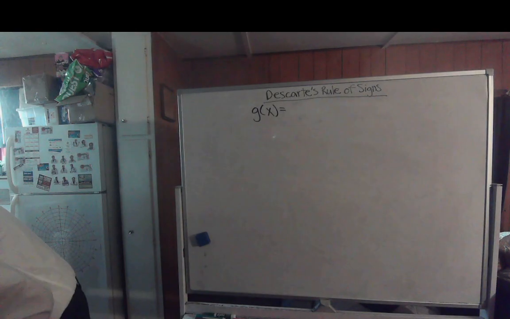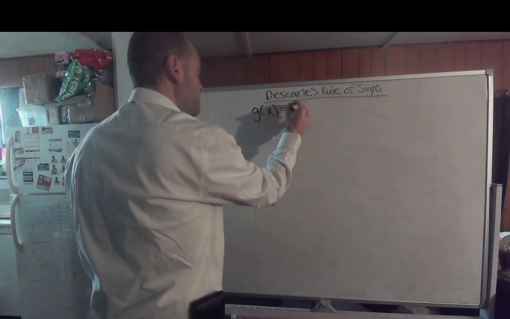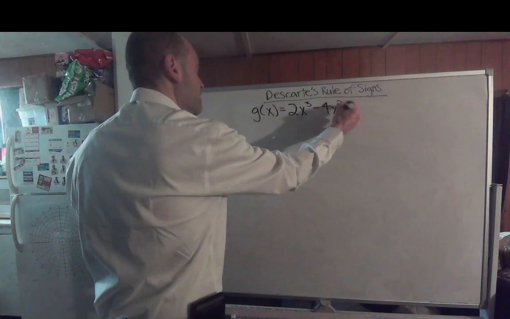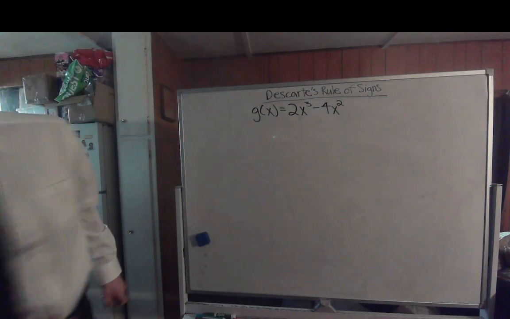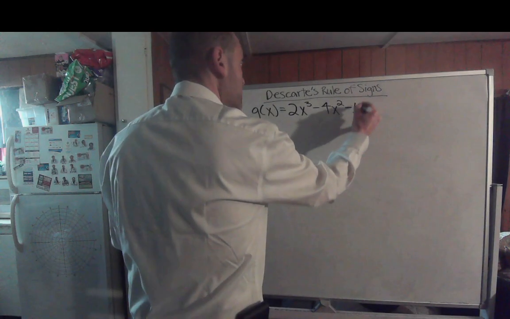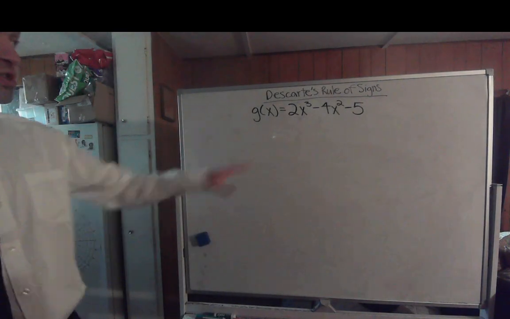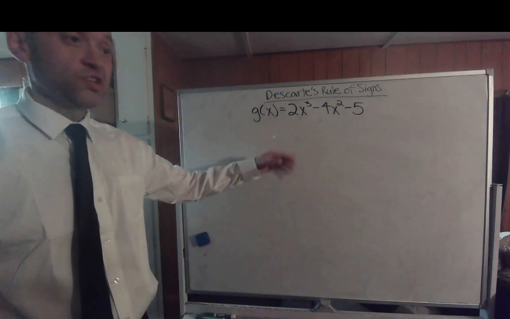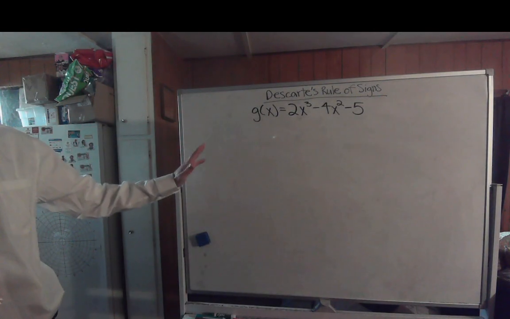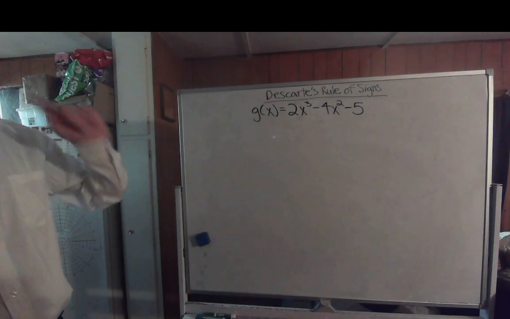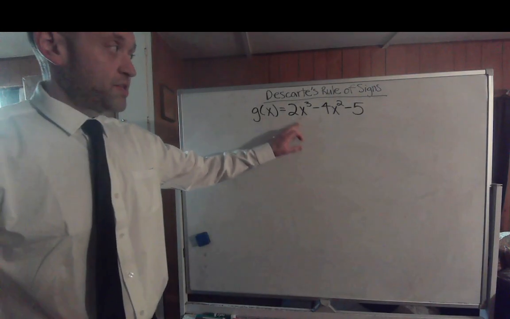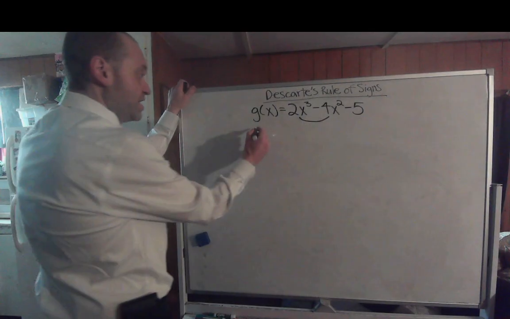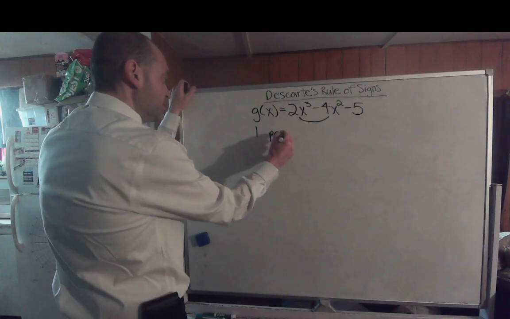All right, g of x equals 2x to the third minus 4x squared minus 5. Look at this original equation to determine the number of positive real zeros. The only sign change you see is between positive 2x to the third and negative 4x squared. You only have one sign change, so that means you have only one positive real zero.